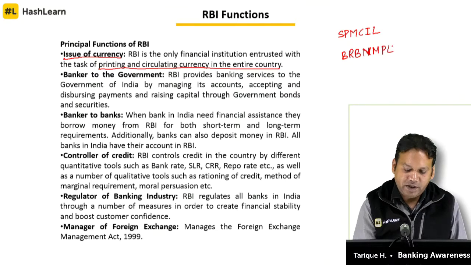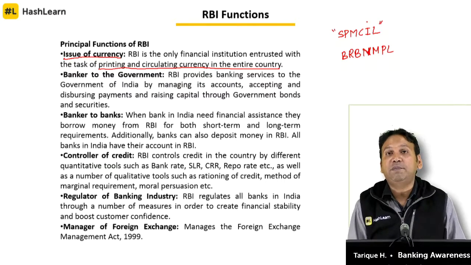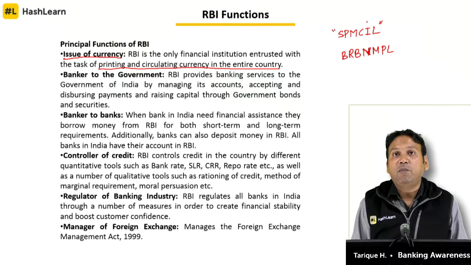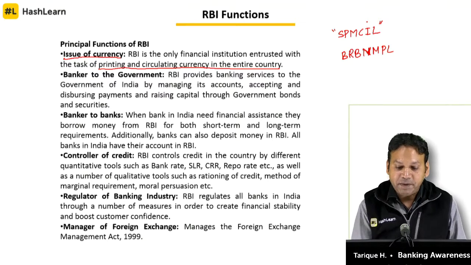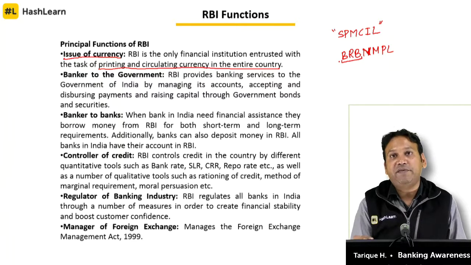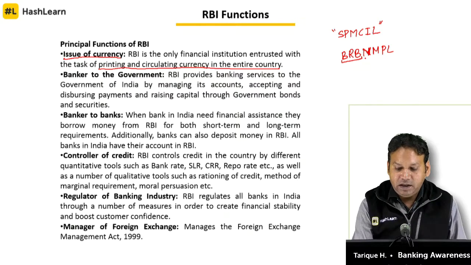Okay, so these are the two main. One is SPMCIL, Securities Printing and Minting Corporation of India Limited. CIL stands for Corporation of India Limited. So SPM is for Securities Printing and Minting, and BRB here stands for basically Reserve Bank of India in Hindi, Bharatiya Reserve Bank. Note, N is for note, M is for mudran, P is for private and L is limited.